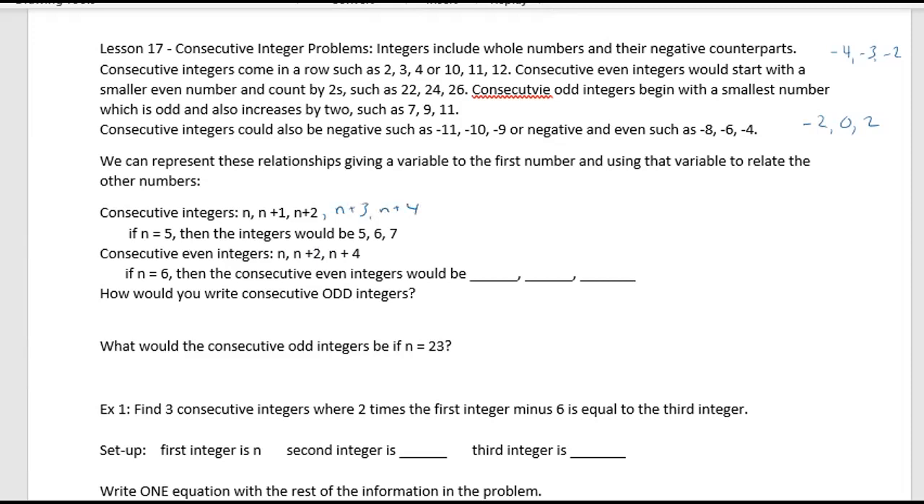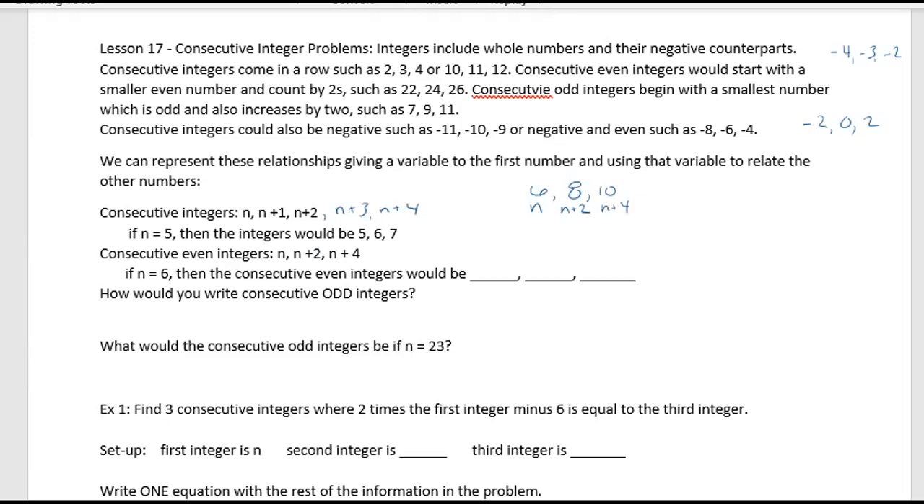So if n is equal to 5, these integers would be 5, 5 plus 1 is 6, and 5 plus 2 is 7, 5, 6, 7. So they come up in a row. Now, even integers, so let's say that we have 6, 8, and 10. If I give 6 the value of n, then what am I going to give 8? N plus 2, because we had to skip 2 to get to 8. And to get 10, I have to do n plus 4.